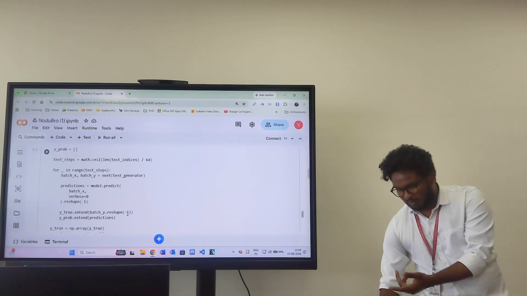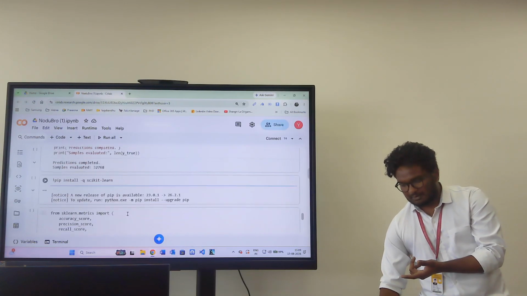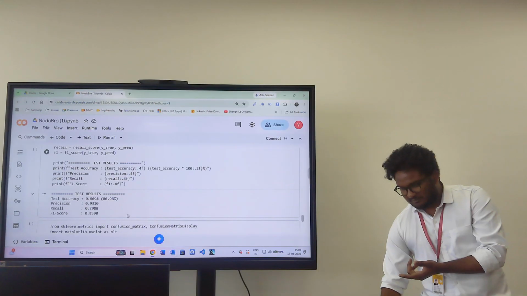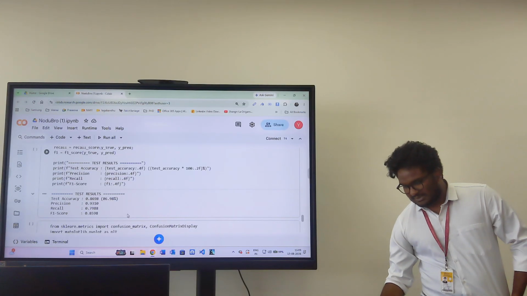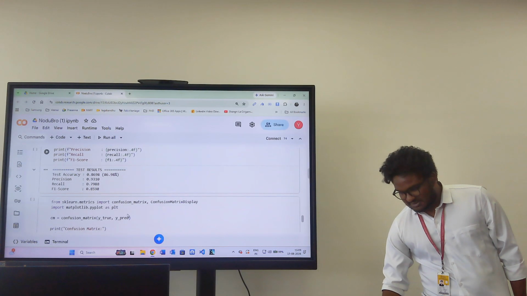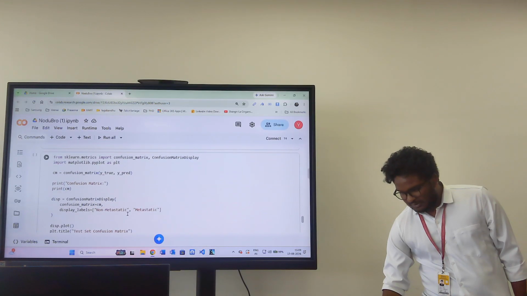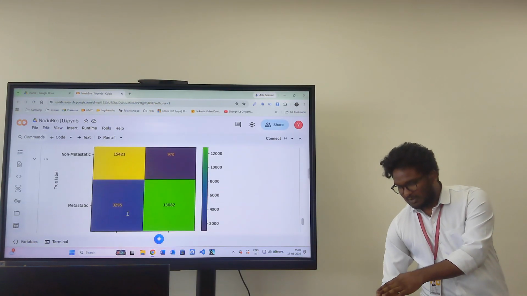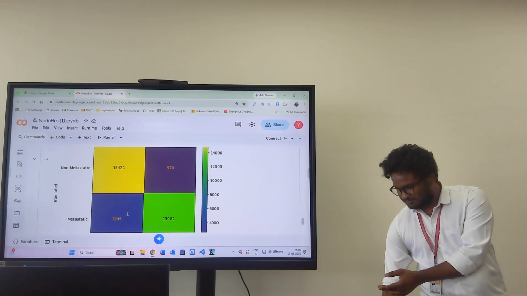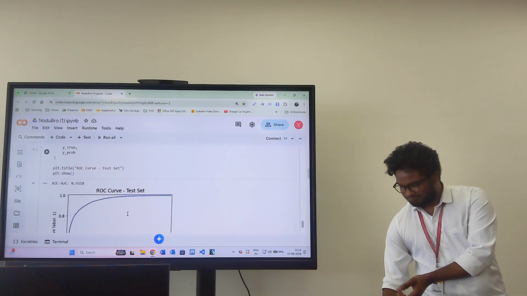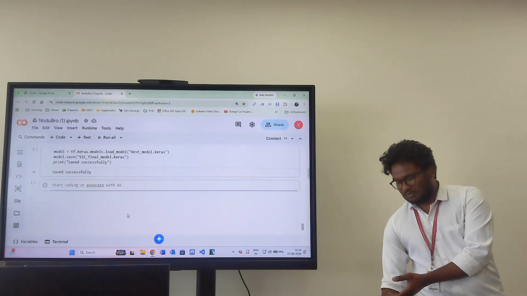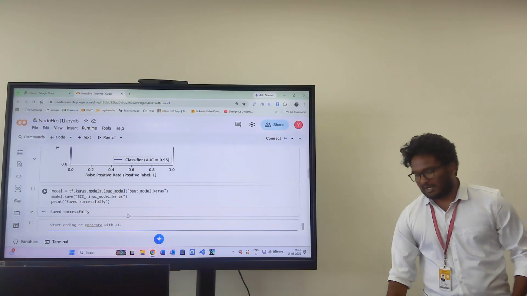Next is the testing of my model. The test accuracy is 86.96, and everything is normal, as you can see in the confusion matrix. And the last one is the ROC graph, where I got 0.95.